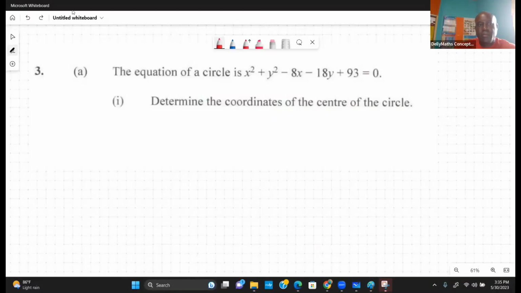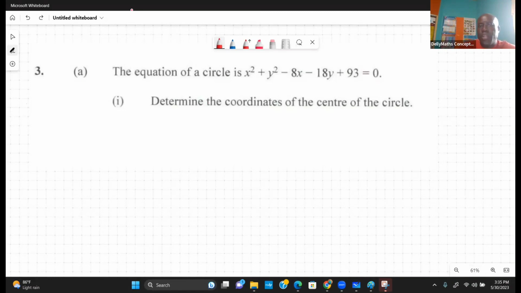Looking at question 3, Add Math 2023, June. Question 3 says the equation of the circle is x squared plus y squared minus 8x minus 18y plus 93 equals 0. Determine the coordinates of the center.